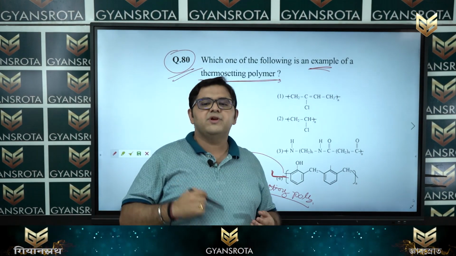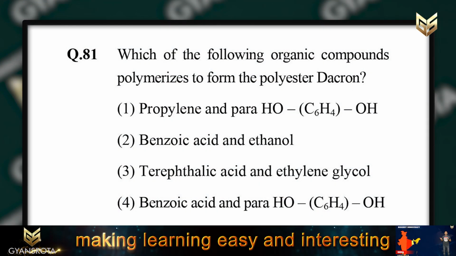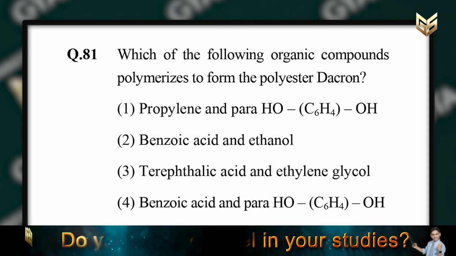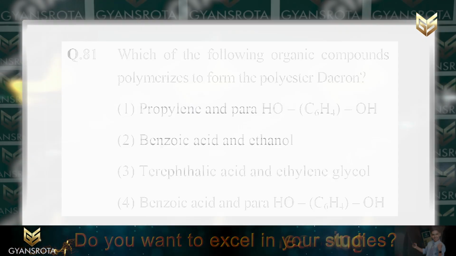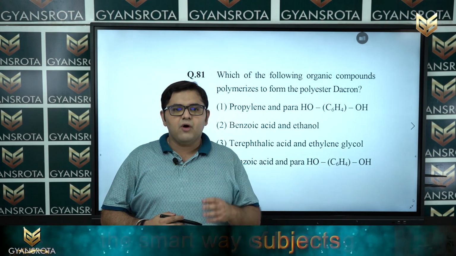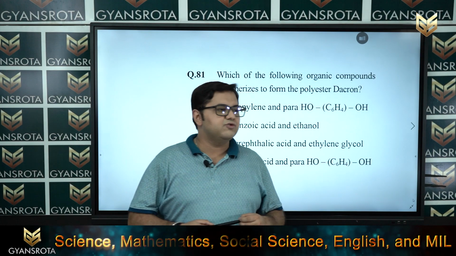So now we are moving to the next question, that is question number 81. Question number 81 is on your screen. Which of the following organic compounds polymerizes to form the polyester Dacron? This question again comes from the polymer chemistry of your class 12 NCERT. So now we are moving to the solution part.